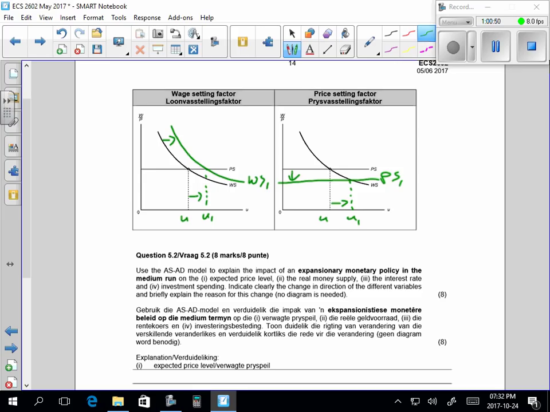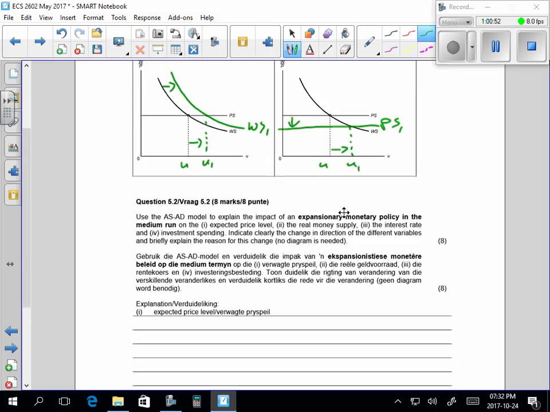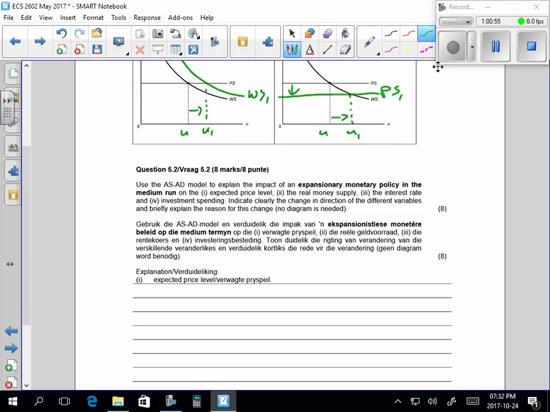Right, last question, or last long question. Use the ADAS model to explain the impact of an expansionary monetary policy in the medium run. So they do not want the short run, they only want the medium run. In the short run, what's going to happen? Expansionary monetary policy would shift the aggregate demand curve to the right, but that's where the short run stops. Then the medium run is only the aggregate supply curve.